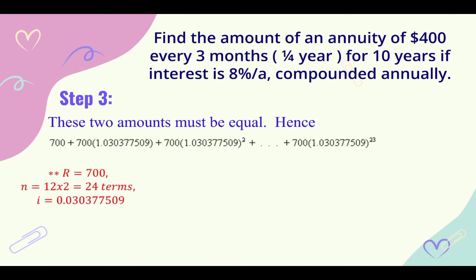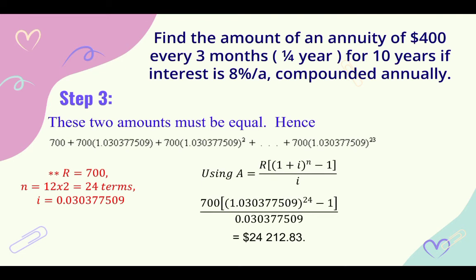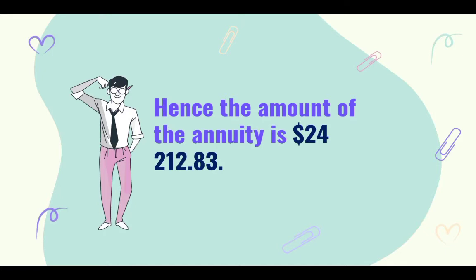Okay, substituting to the formula, the value of our R, the periodic payment, is 700. And our n is 12 times 2, so we will have 24 terms, and the value of our i is what we got a while ago. Substituting to the formula, we will have $24,212.83. Hence, the amount of the annuity is $24,212.83.